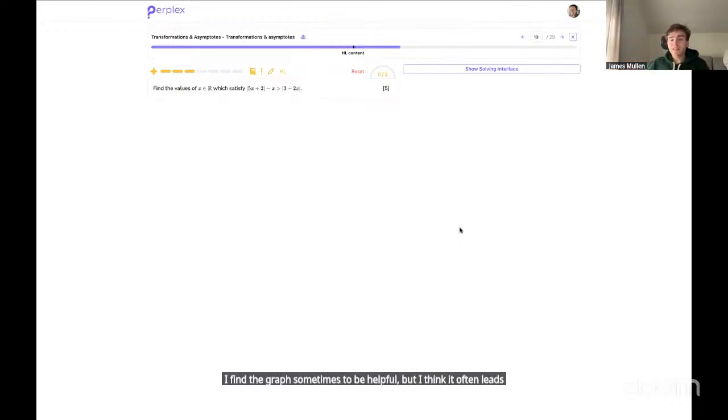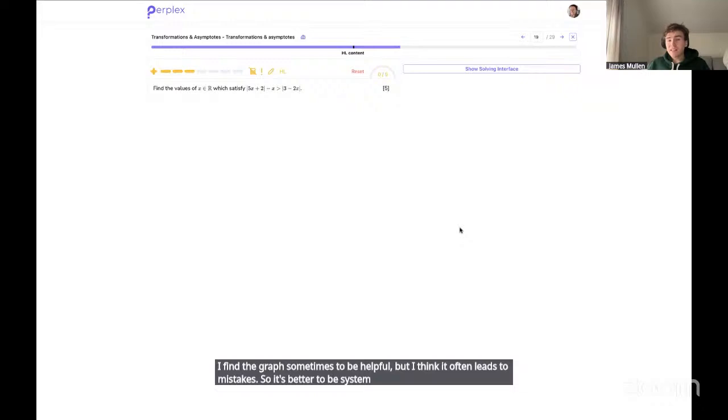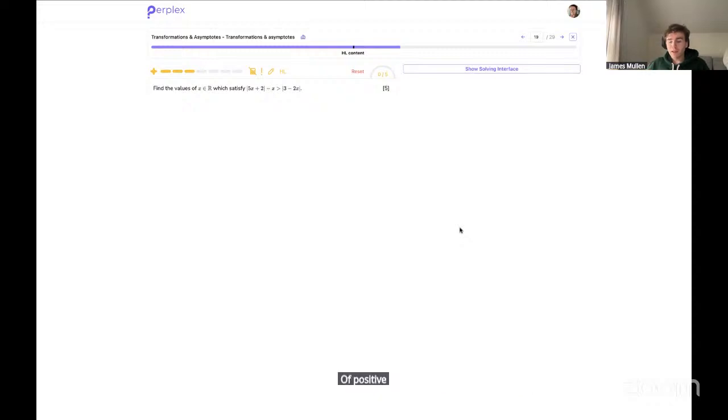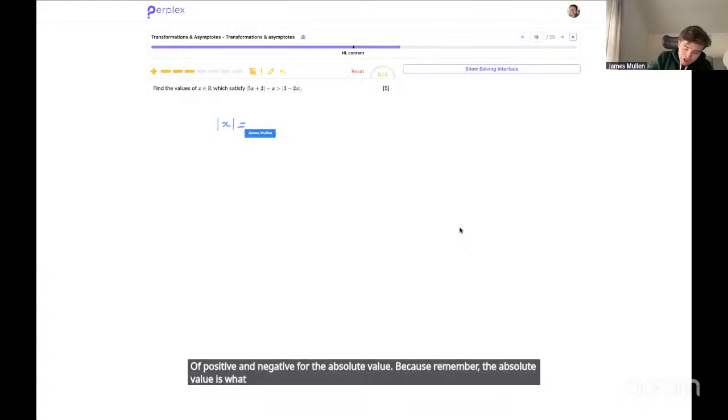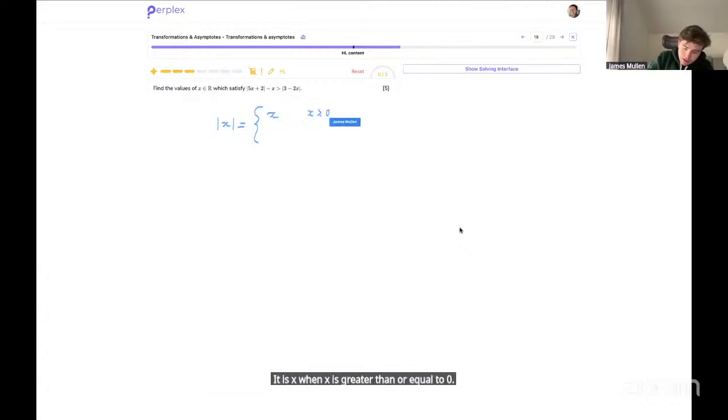So it's better to be systematic, I think, and to do something similar to what we did just a second ago, which was to think about the regions of positive and negative for the absolute value. Because remember, the absolute value is what we call a piecewise function. It is x when x is greater than or equal to 0, and it's negative x when x is less than 0.